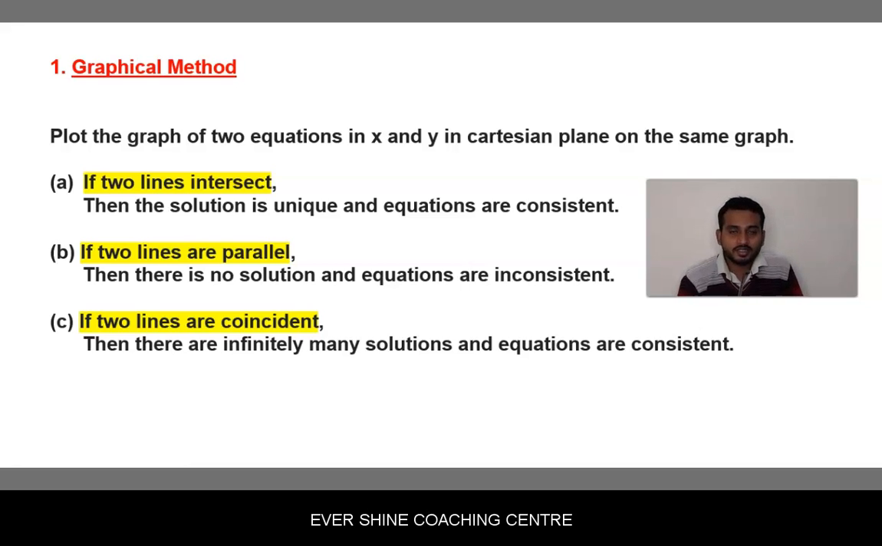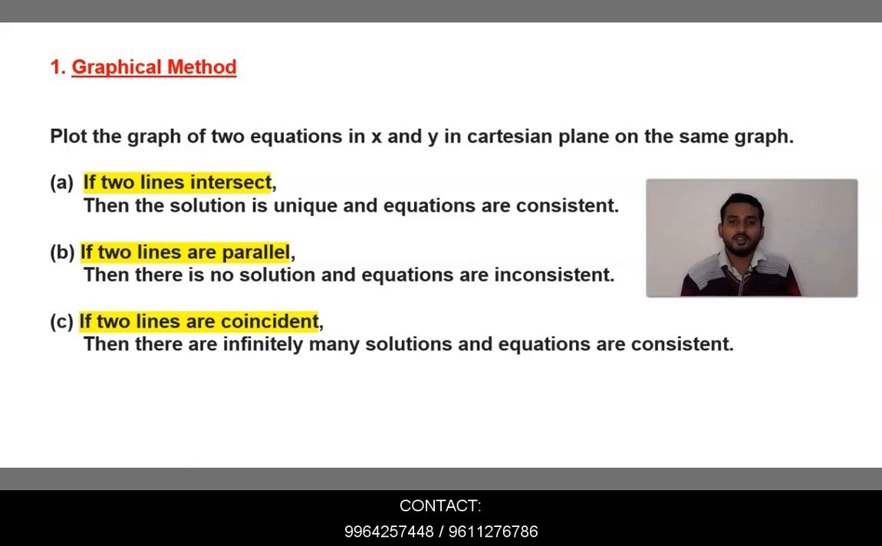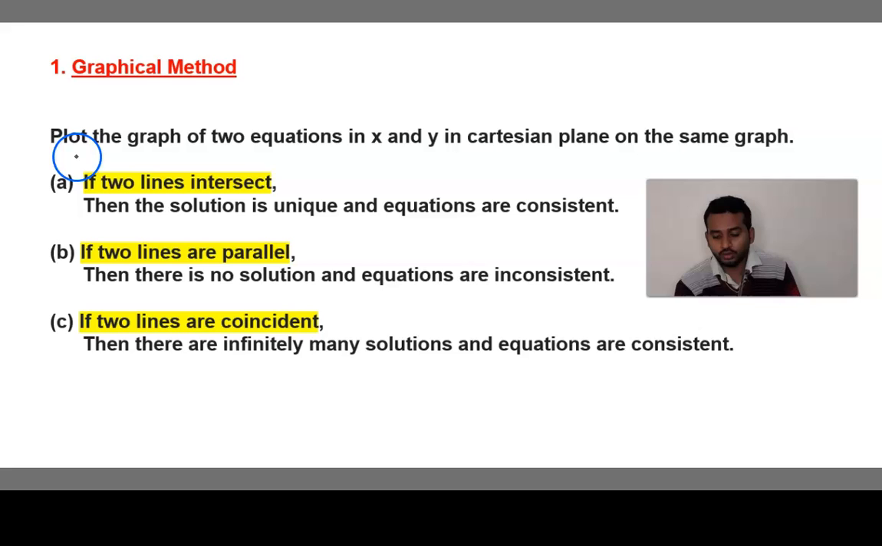Students, in the previous class I told you what topics we are going to cover in this chapter. So let's begin with the first method, that is the graphical method. First let me explain what exactly the graphical method means and what the different conditions in it are. First, we are going to plot a graph in the Cartesian plane. I'll tell you what exactly it means. First let me show these conditions.